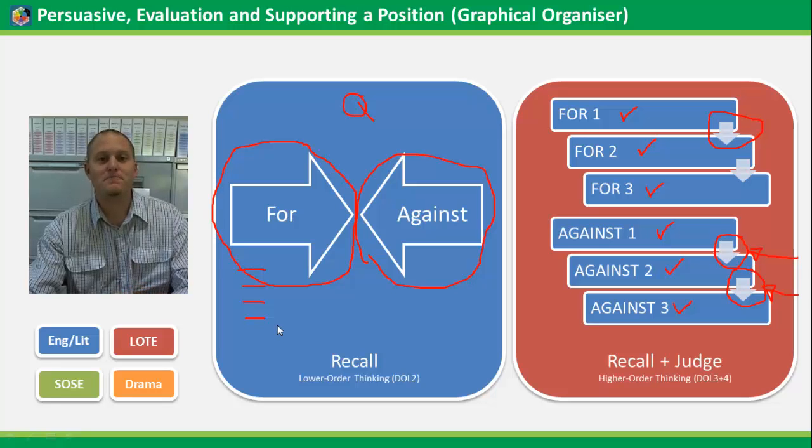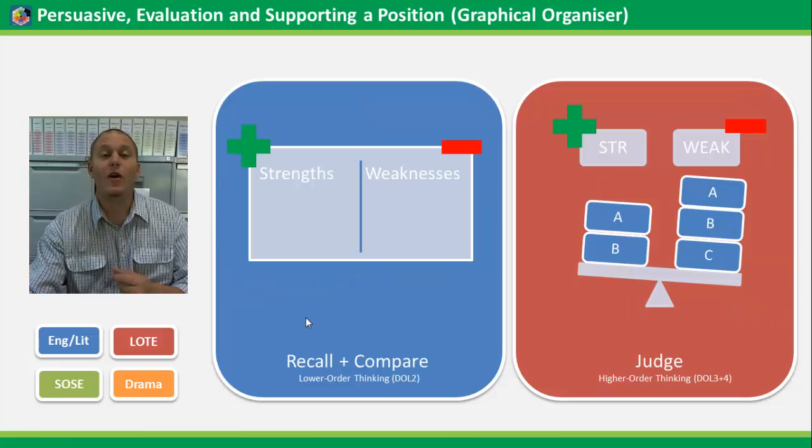Let's have a look at another one. Okay, this is your usual strengths and weaknesses style. So the students again would list them, but the idea is that they're going to start comparing strengths versus weaknesses and adding some sort of evaluation or judgment behind their statements.